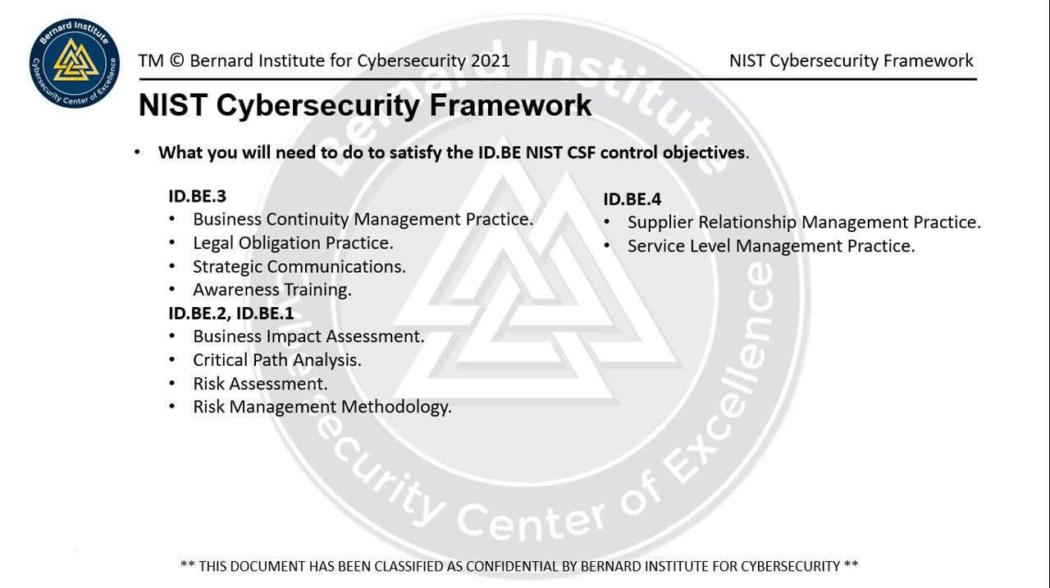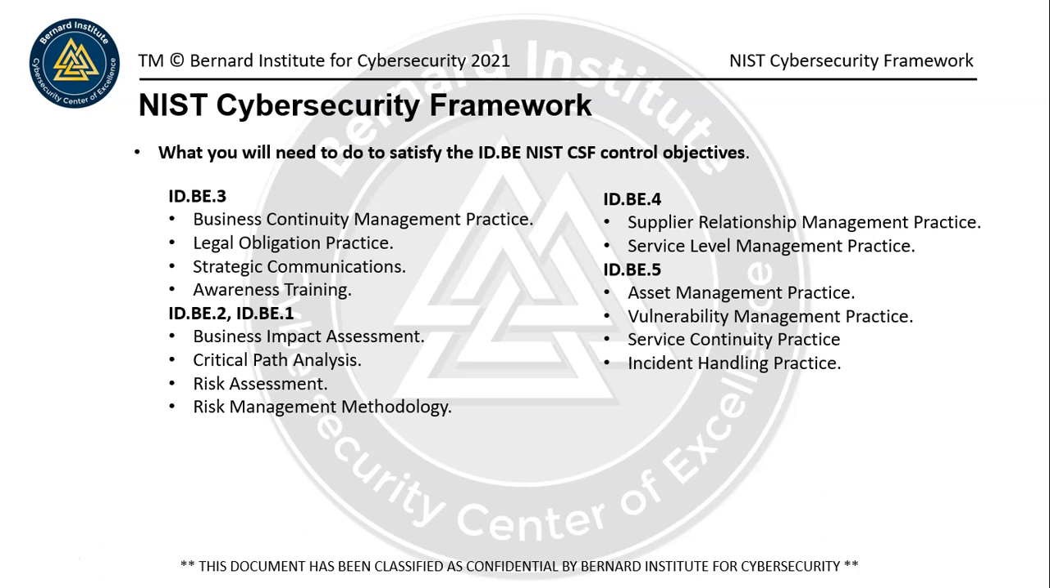Under BE4, you need to do supplier relationship management practices to make sure your supply chain is healthy, and if there are problems, that you're dealing with them. You need to set some service level objectives. So there's a service level management practice or a standard that you need to set. And under BE5, you need to do asset management. Again, you want to manage the assets from cradle to grave. You want to make sure that they're taken care of and that they're removed or monitored and maintained as needed.